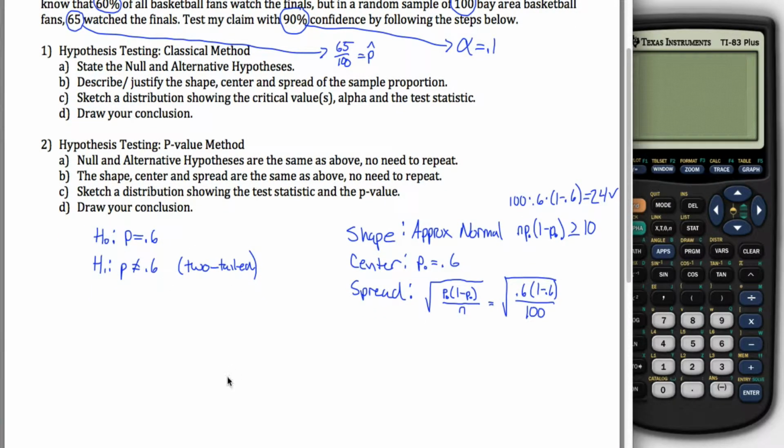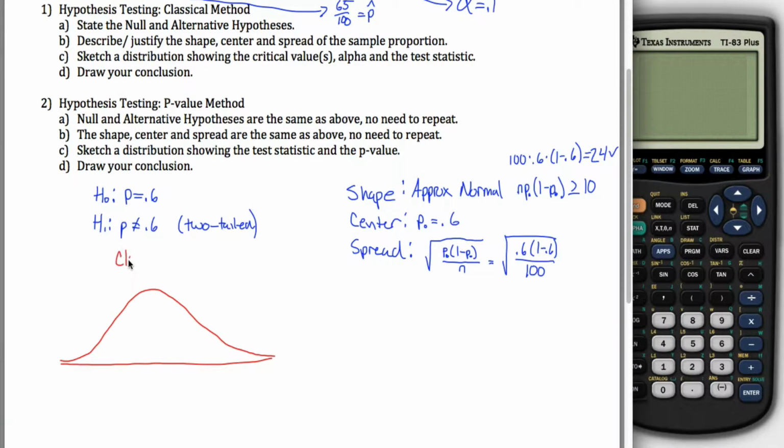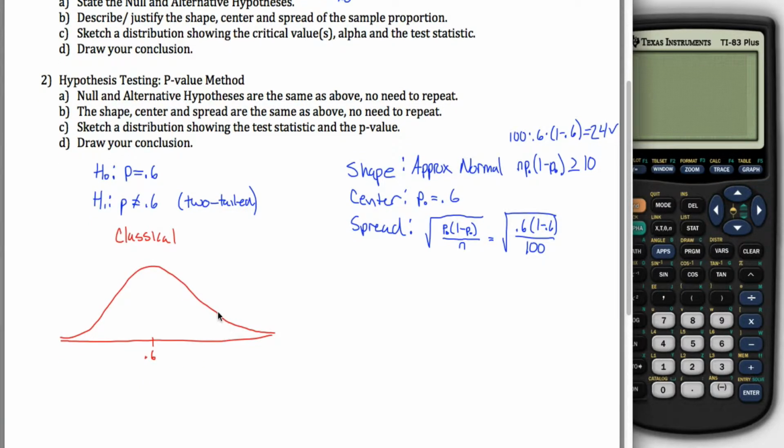Okay, so now it wants me to sketch a distribution showing the critical value or values, alpha, and the test statistic. So here's my picture. It's pretty good, an approximately normal distribution. This is going to be classical hypothesis testing here. I'm going to draw it approximately normal because that's what I said the shape is. And I'm going to put the center at 0.6. But then I'm going to remember that whenever I'm doing hypothesis testing, all the data is given to me in terms of z-scores. So I'll put a 0 below that.